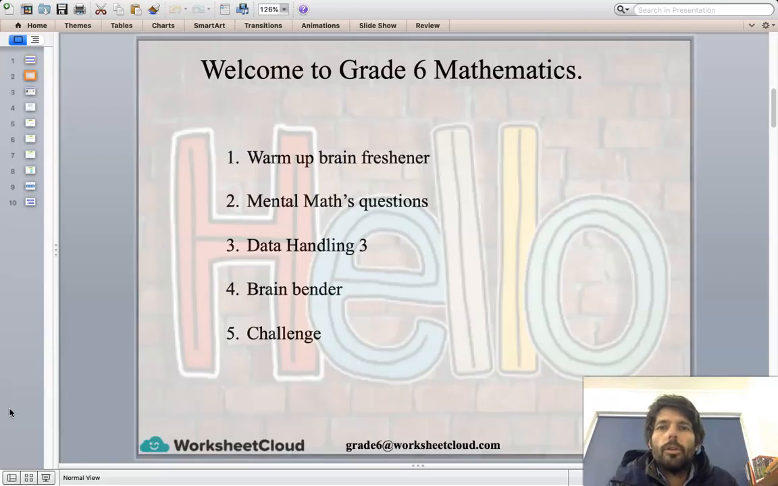Today we're going to continue looking at data handling and we're going to have a look at a few more graphs. So it's a continuation from the last lesson. We have our warm-ups, mental arithmetic questions, and your brain bender on either side of that main theme. So I hope you guys are looking forward to getting stuck in, and let's go have a look at our warm-up activity.